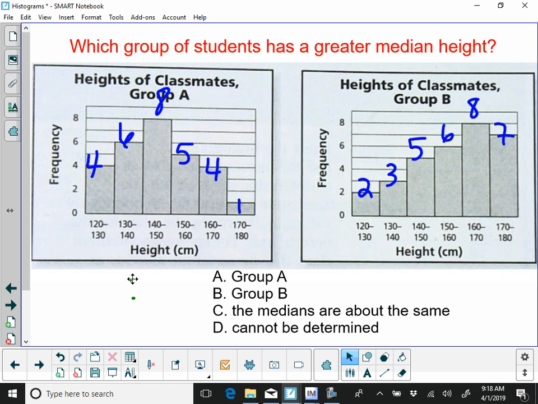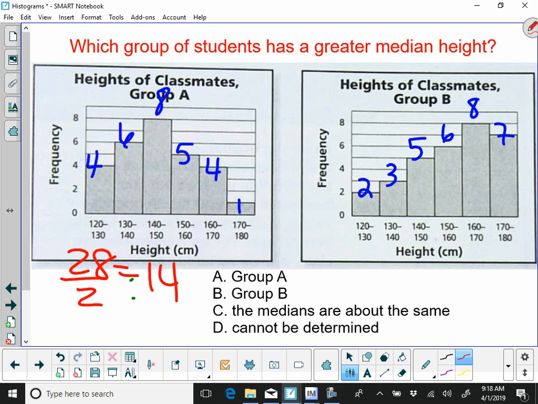No. Okay, what do you got on the first chart? 28? Okay, what's the middle of 28? 14. Okay, what do you got on the other one? 31. 31, what's the middle of 31? 15.5? Okay, so what you're looking for here is where is the 14th data point, and where is the 15.5, the 15th and 16th data point.